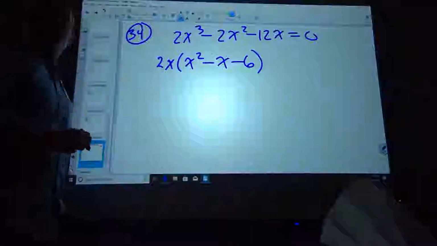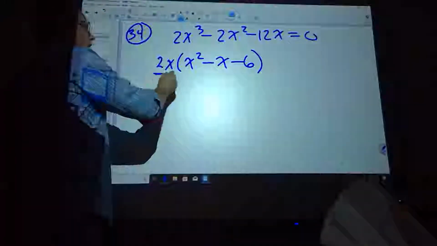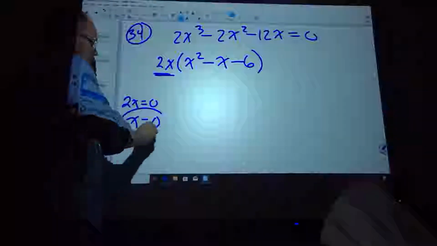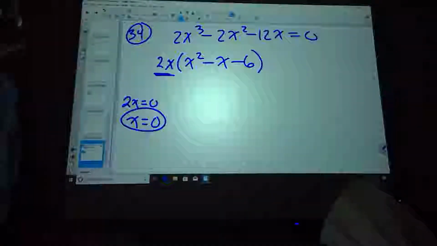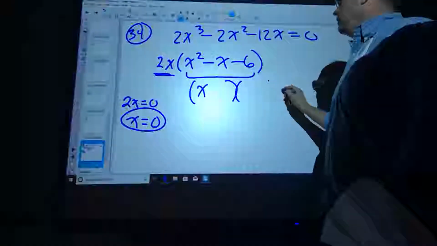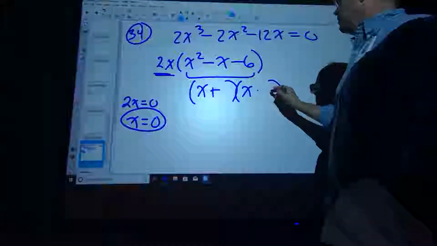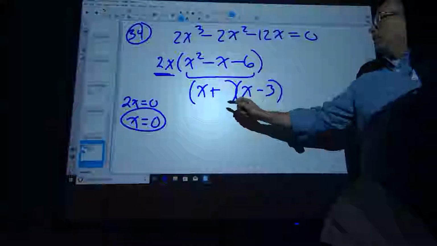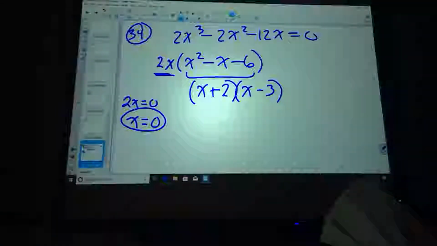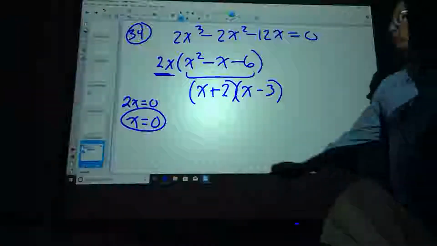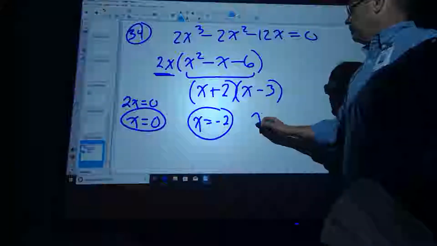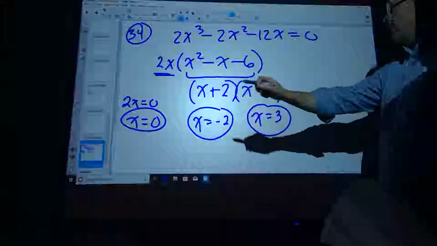Is that right? So this right here is just going to give me 2x, is that okay? And then this is going to factor down. I should be able to do it quickly. I know I have alternating signs, so it's going to be a -3 and a +2. What do you think? So that's going to yield me 2 more answers. So I get x is equal to -2 and x is equal to 3. Got it.